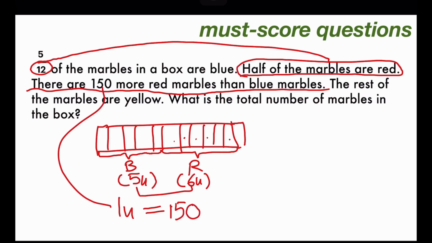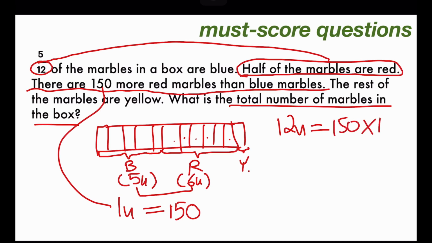The next statement, the rest of the marbles are yellow, which happens to be just 1 unit. What is the total number of marbles in the box? So in total, there are 12 units. And I already know that 1 unit is equal to 150. My last step would be 150 times 12. This question is simple, but bear in mind you have to know how to multiply by 2 numbers, since this is a paper 1 question. You have to do it without the use of a calculator. So the answer is 1800.